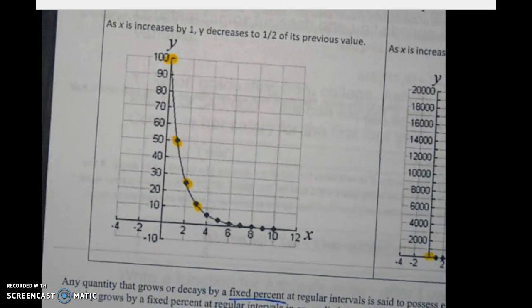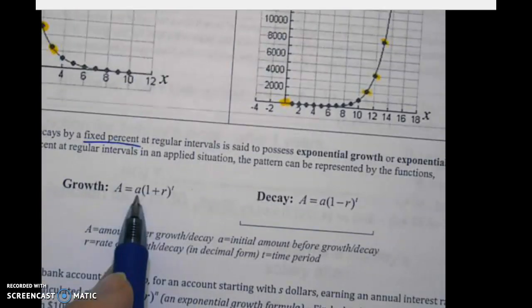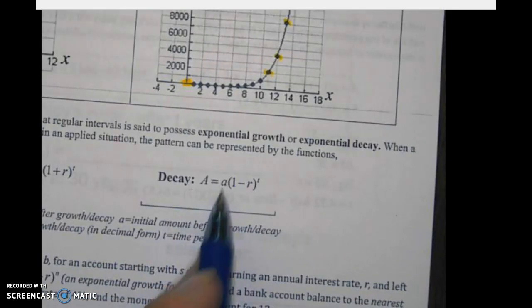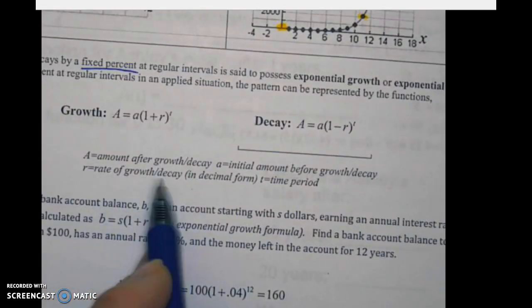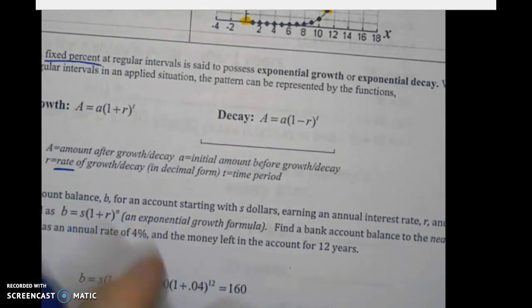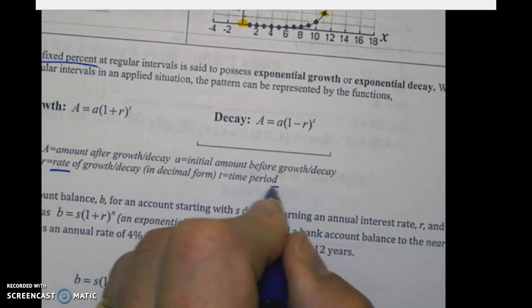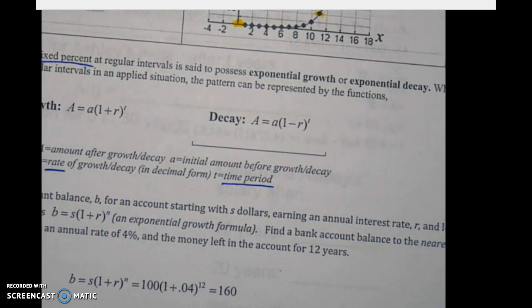So, for example, up here in this decay, our initial amount when x is 0 is 100. So 100 would be in for a, actually, in this one. And then r represents the rate of growth or decay. Very important, rate. And then t is the time period. So after 1 year, after 2 years, whatever that time period might be that you're trying to calculate.